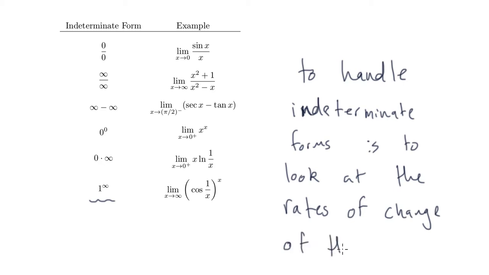Of the functions. And now, what do I mean by the functions here? I mean the functions that are creating the indeterminate form. So, for instance, 0 over 0. To look at the rate of change of sine, because that's going to 0, and look at the rate of change of x, that's going to 0. And that's what we're going to study. So it's not surprising that derivatives are going to play a big role. Okay, so let's introduce this amazing technique that's going to allow us to evaluate limits in a variety of indeterminate forms.